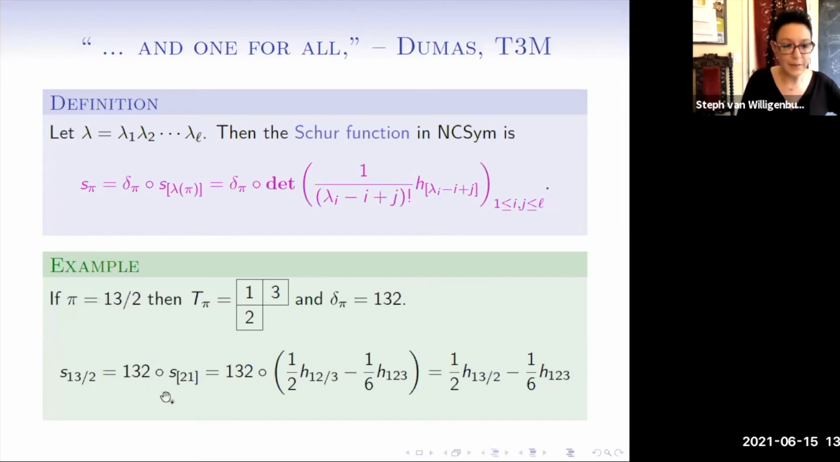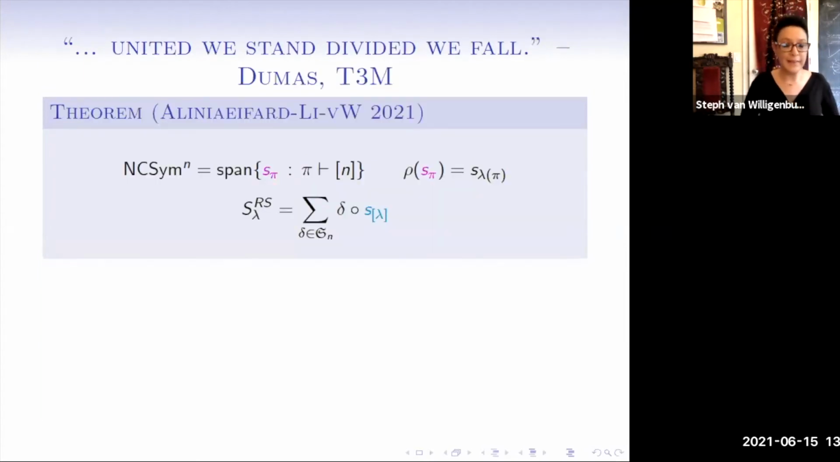We computed this on an earlier slide. It was a half H123 minus a sixth H123. We're going to let 132 act on that. That's going to allow 2 and 3 to swap. So we just swap 2 and 3, giving us a half H132 minus a sixth H123. And then with this in mind, we actually do get ourselves a basis for NC-Sim.